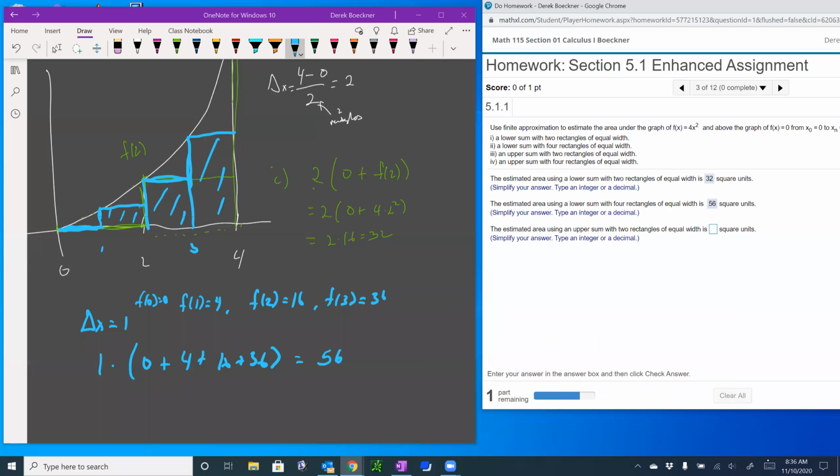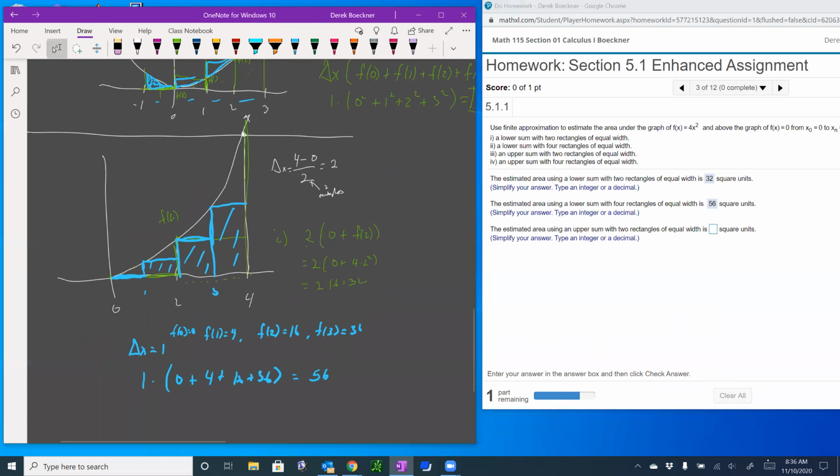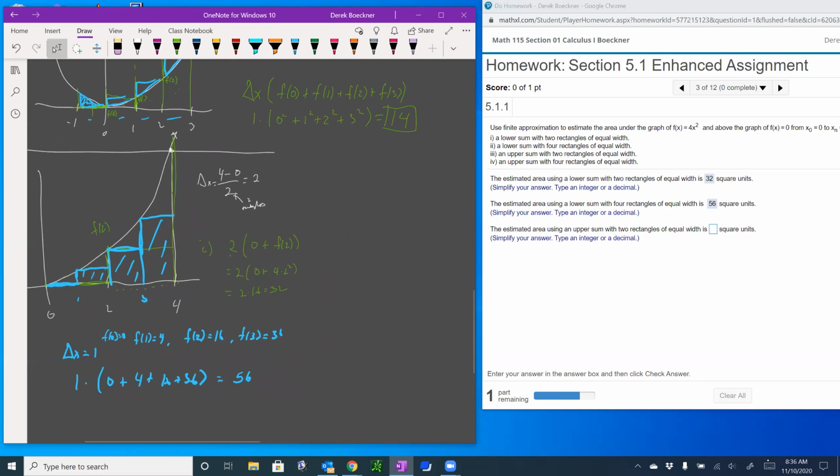Okay. Same thing with upper rectangles. So 2 upper rectangles. I'll have a rectangle there, rectangle there, rectangle there. So I'm going to come out to 4, and my upper point on this interval here is over here at f of 4. My upper point for the first rectangle is here at f of 2. So delta x is 2 because I only have 2 rectangles.